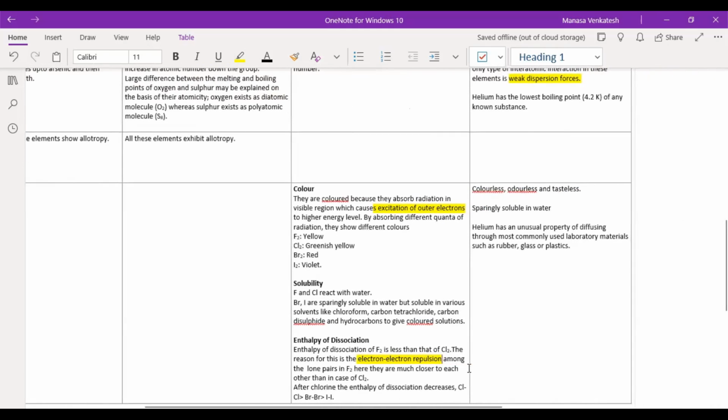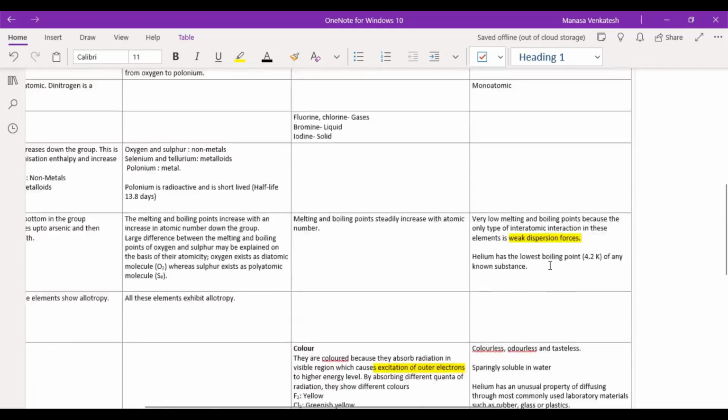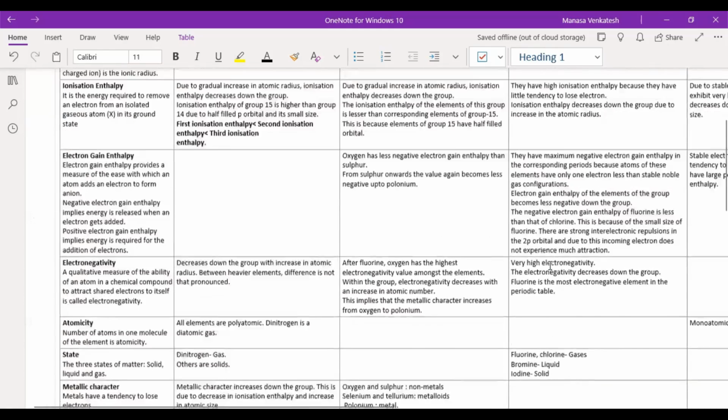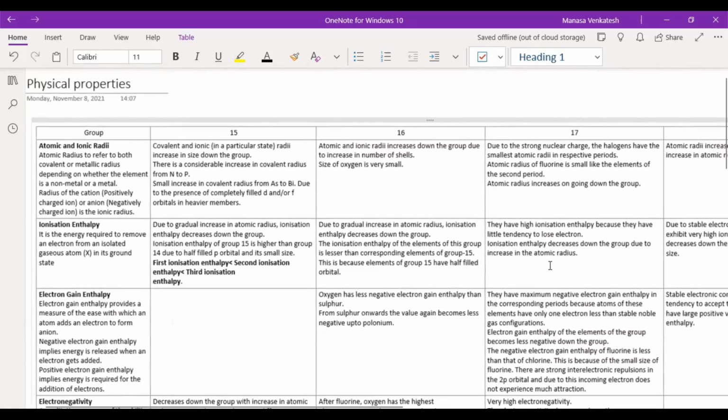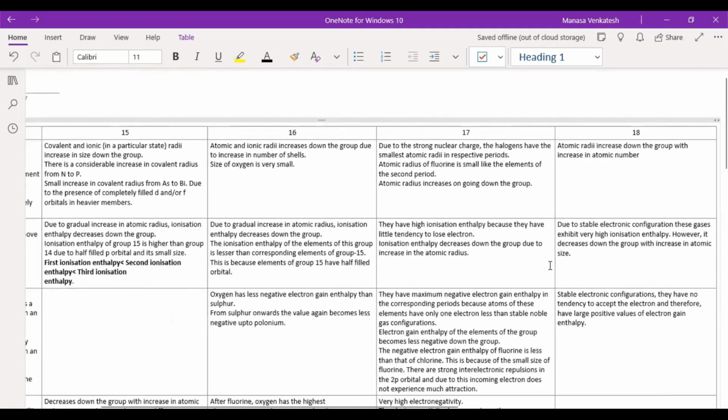Next, in noble gases, these are the unique points. First of all, they are colorless, odorless, as well as tasteless. They are sparingly soluble in water. Helium has a very unusual property of diffusing through most commonly used laboratory materials like rubber, glass, or even plastic. So it is a very unique element. With that, we're done with the various physical properties that we have in this chapter for groups 15, 16, 17, and 18.